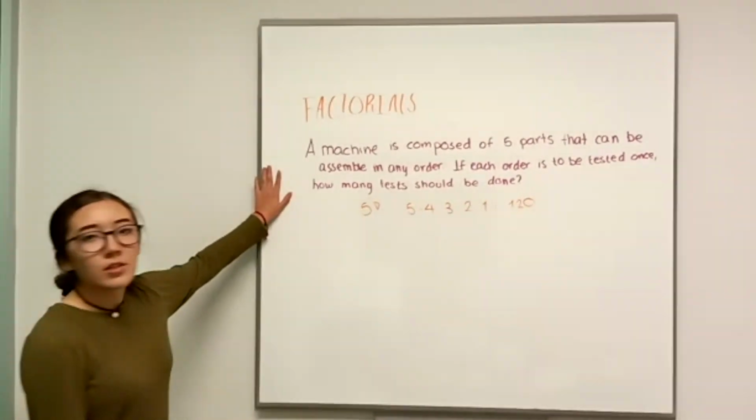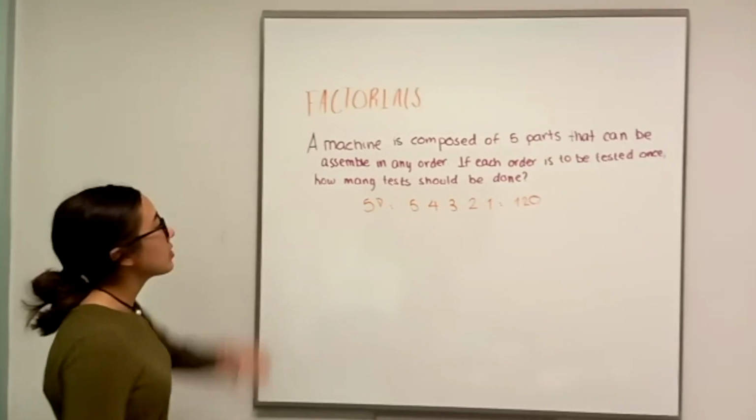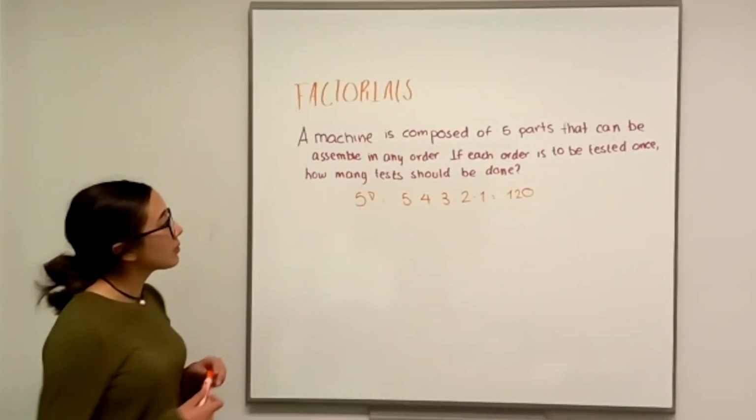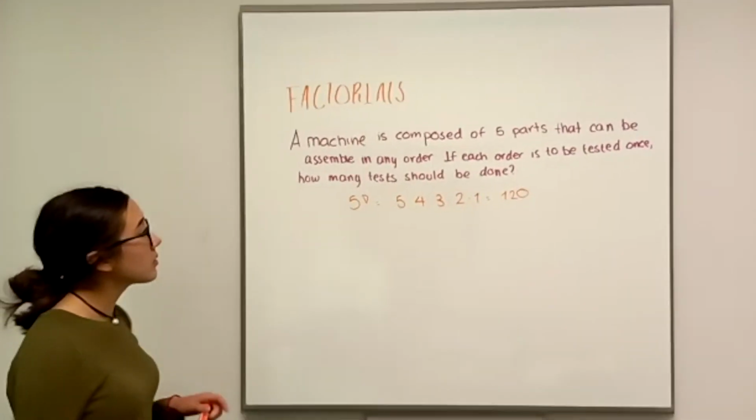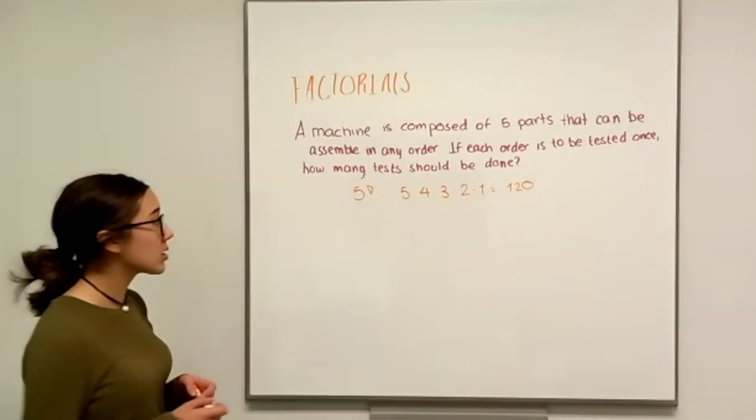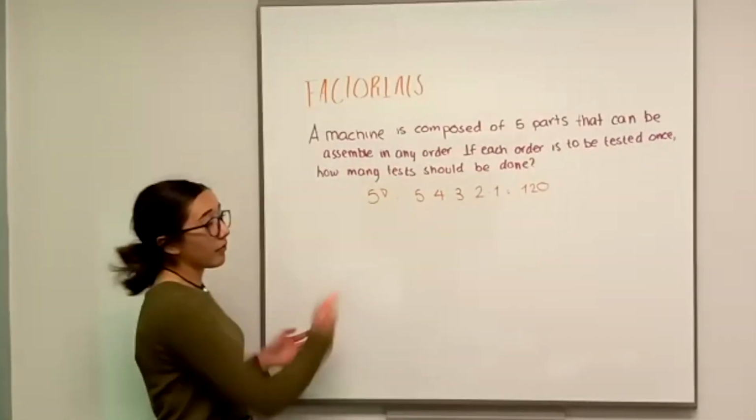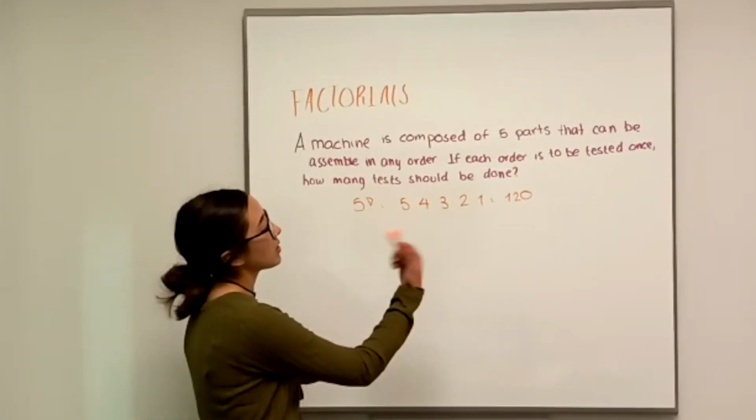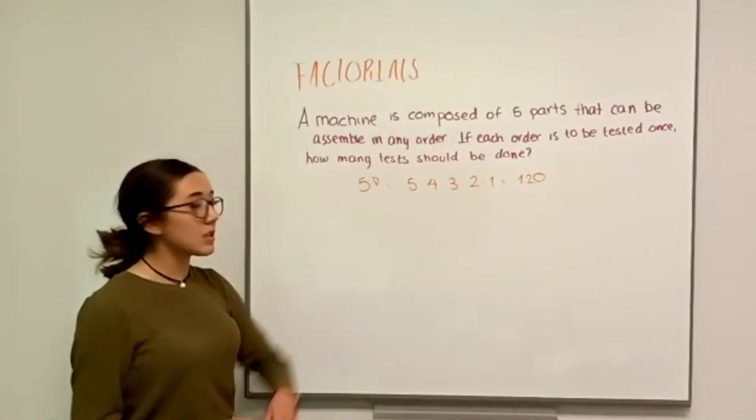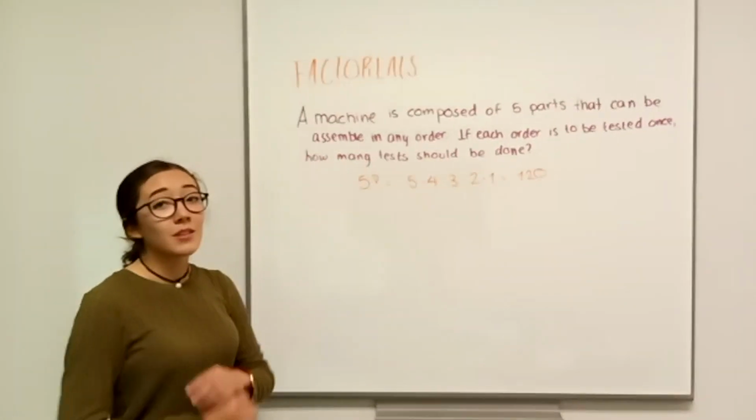An example of a factorial would be this one. A machine is composed of 5 parts that can be assembled in any order. If each order is to be tested once, how many tests should be done? Since we cannot repeat the numbers, it would be 5 factorial, so 5 times 4 times 3 times 2, because it's the number of pieces, it would give us 120 possibilities.